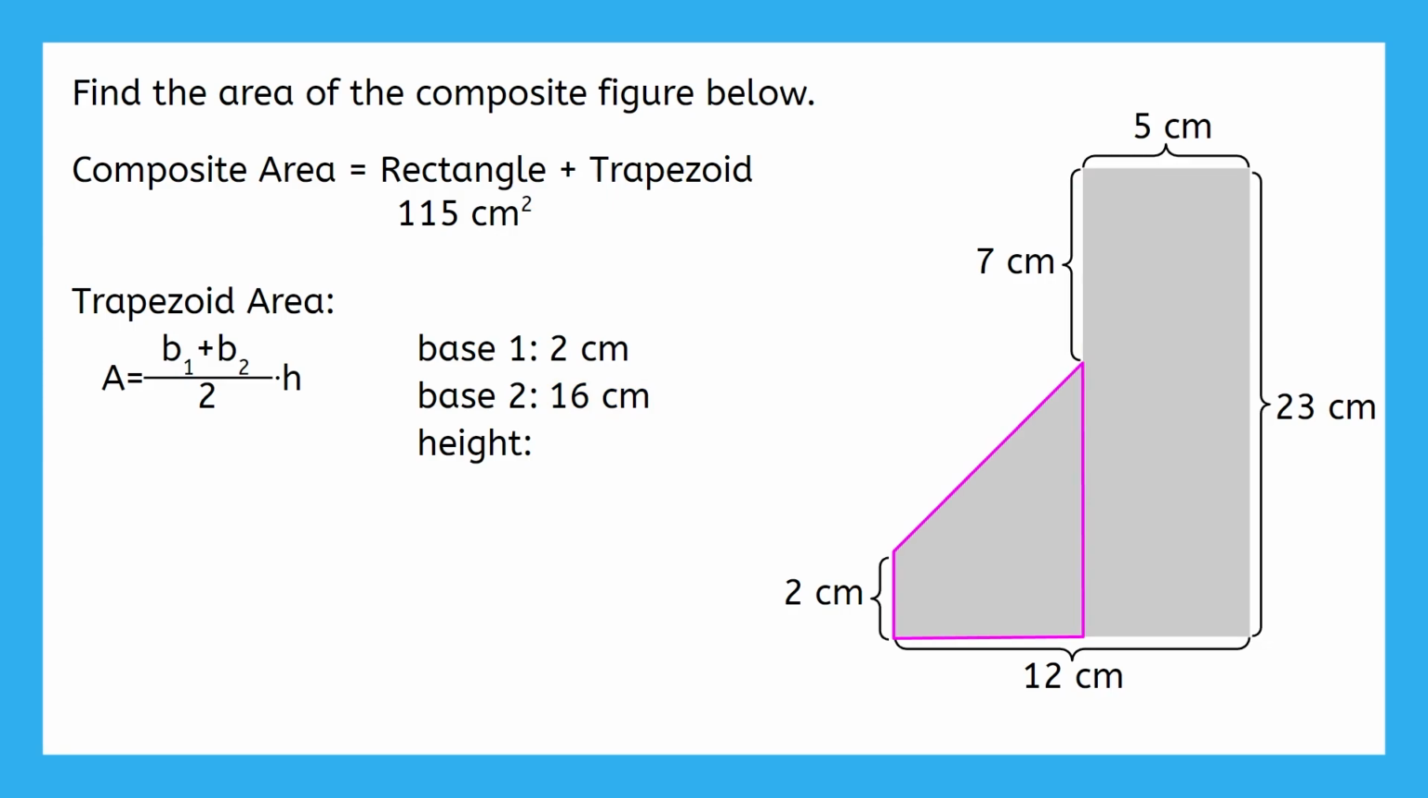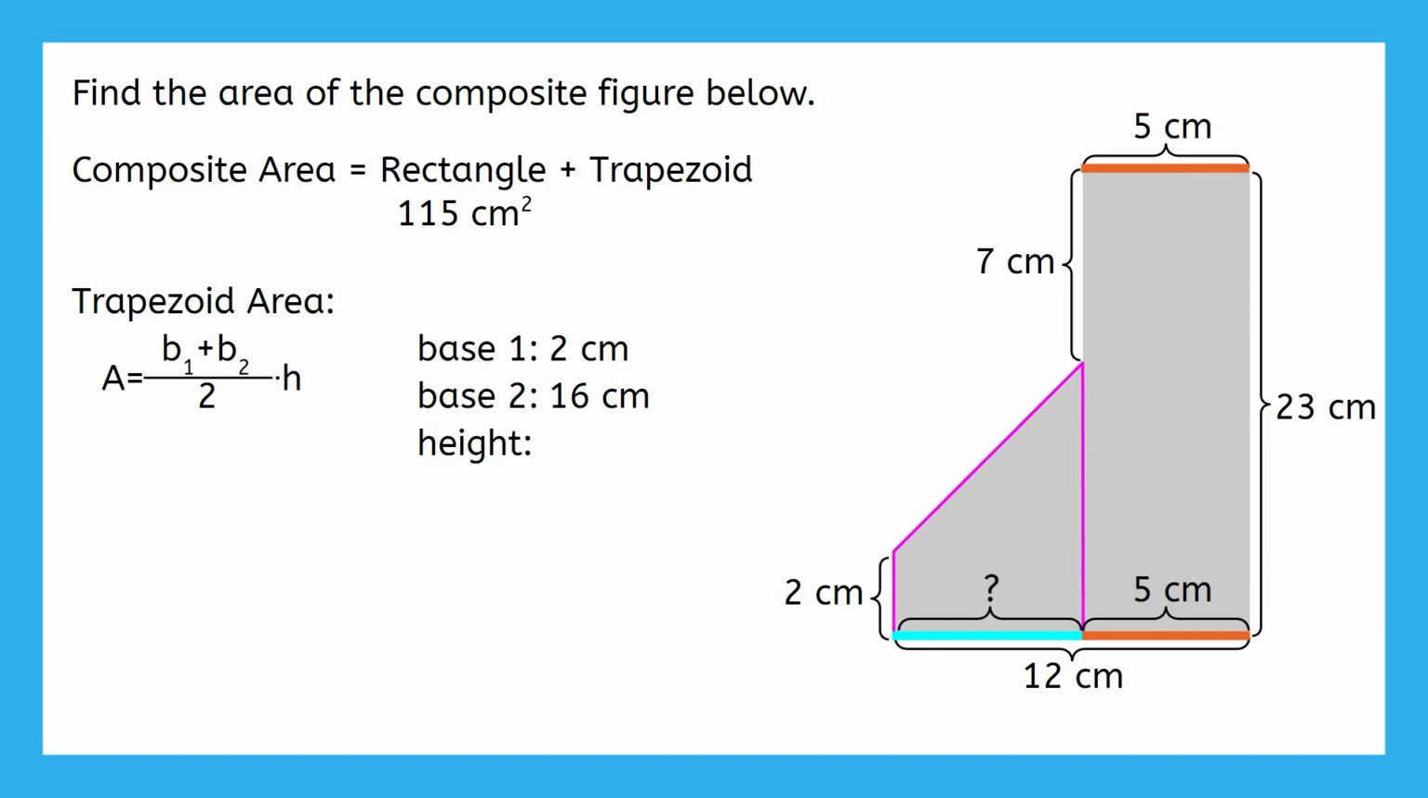Next, I'm going to need the height. We can assume that anything that looks perpendicular is perpendicular, so this segment here is my height. But what is that length? Can you see a way to find the length of this segment? Well, this whole segment has a length of 12 centimeters. And from this top piece, I can see that this portion of the segment is 5 centimeters. So how much is left for the height?